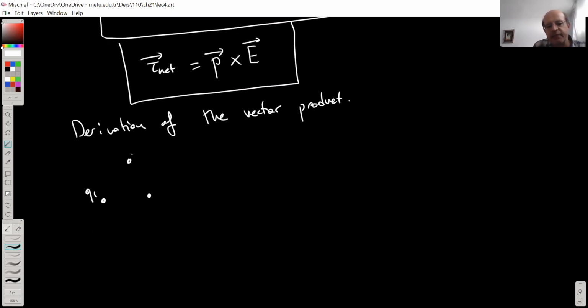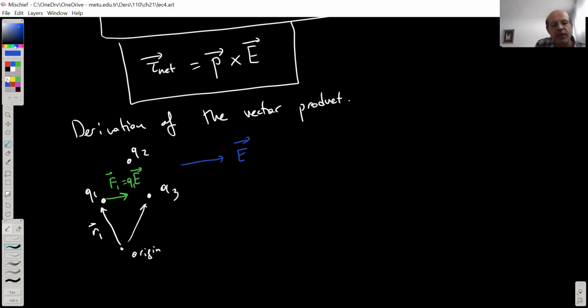Let's just say that there are many charges here, and I choose my origin somewhere here. Let's say that the position of this one is R1 and so on. And then there's an electric field, of course. As a result, on each of these charges there's a force applied, which is basically the charge multiplied with the electric field. So Fi is Qi times E. That's the force on the charge Qi.